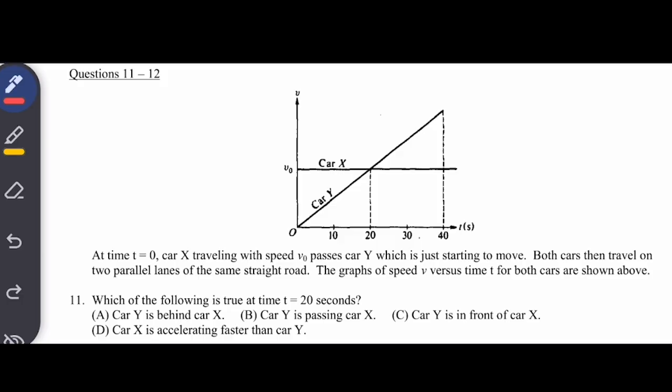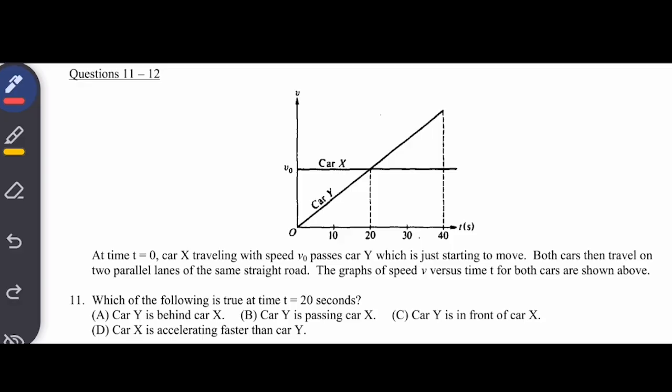So it says at time t equals 0, car X traveling with speed v0 passes car Y, which is just starting to move. Both cars then travel on two parallel lanes of the same straight road. The graph of speed v versus t for both cars are shown above. Which of the following is true at time t equals 20 seconds? So our answer choices are A, car Y is behind car X, B, car Y is passing car X, C, car Y is in front of car X, and D, car X is accelerating faster than car Y.